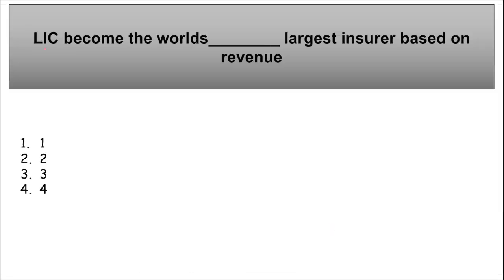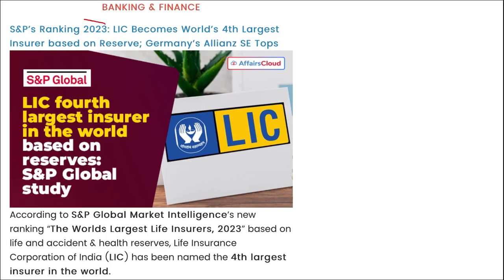Next is LIC became the world's largest insurer based on revenue. So what is the number, or LIC became which number of insurer in the world based on their revenue? So they are the fourth largest insurer based on their revenue. Correct. It was S&P rankings for 2023.